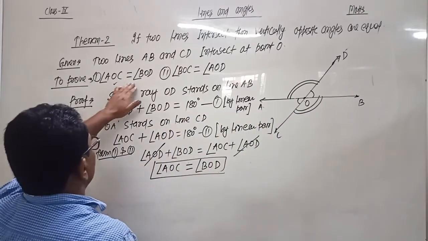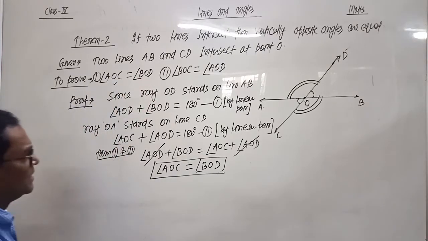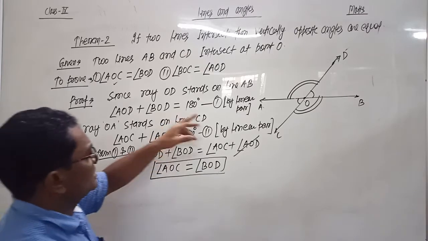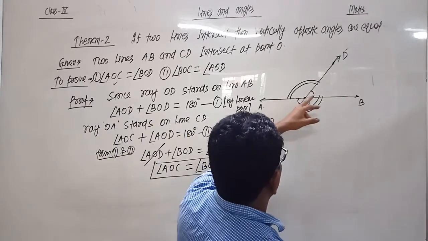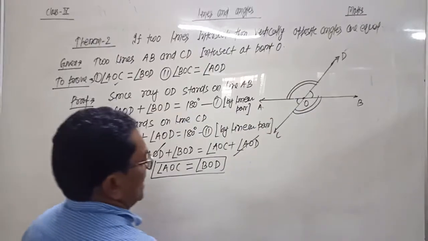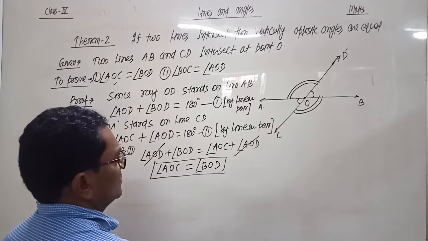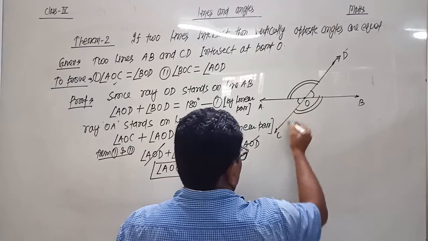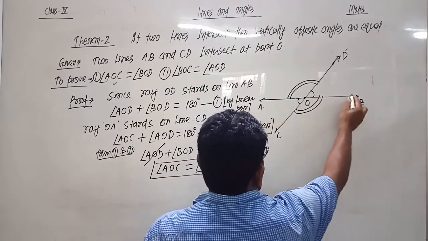Angle AOC equals angle BOD. Now we have to prove that angle BOC equals angle AOD. So ray OC stands on line AB.